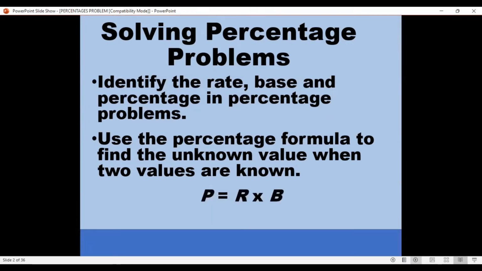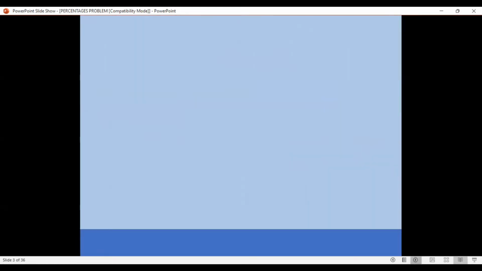And we have to remember this formula. The P is equivalent to R multiplied by the B. So the P here stands for the percentage, the R is the rate, and the B is the base. So it's very important that we will be able to identify which of the three is the percentage, the rate, or the base.